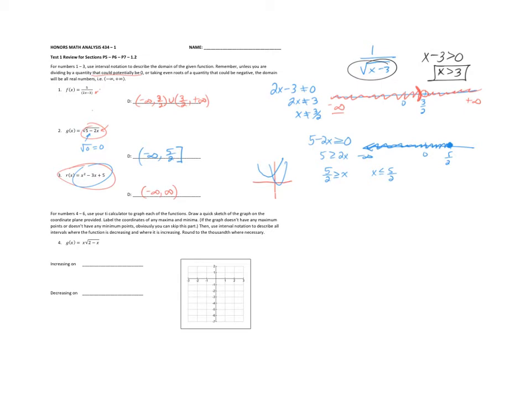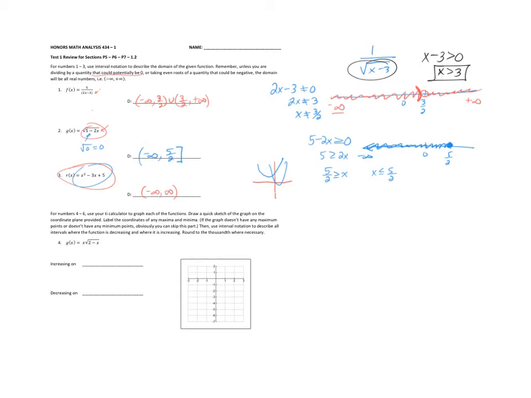So there you go. Basically just look for denominators and what values of x would make the denominator 0, and then look for square roots and look at the radicand to make sure that the radicand isn't negative. And that's really all you need to understand for domain for this part.